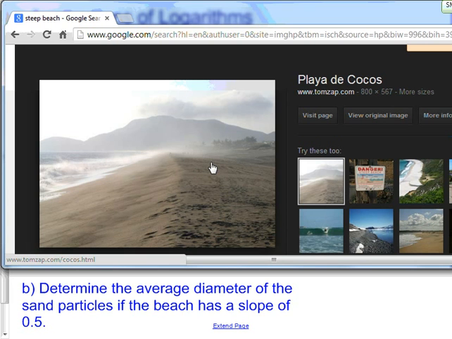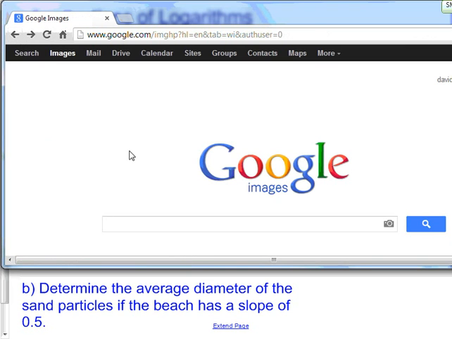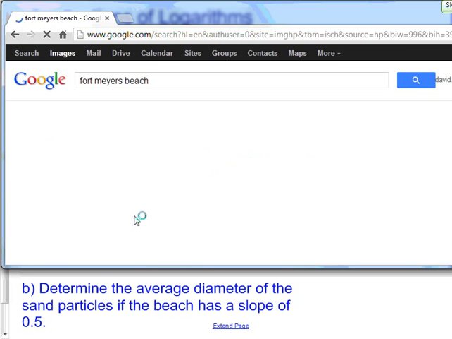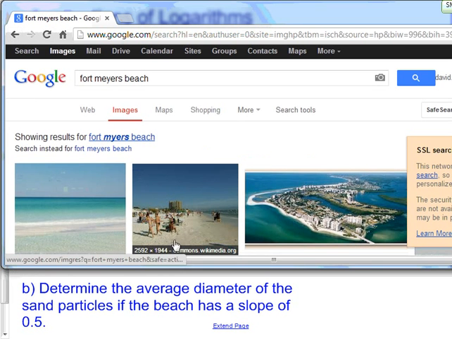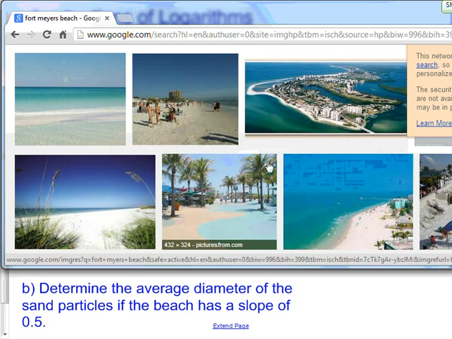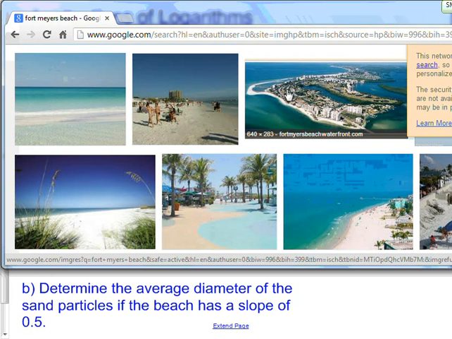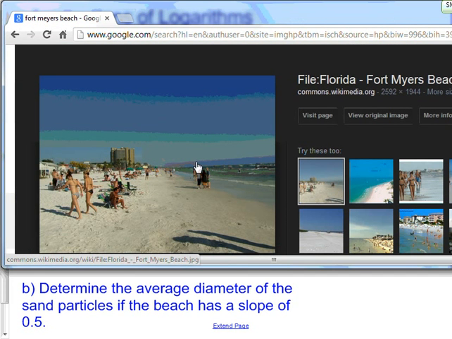But let's do another search, except if you search for a flat beach, it really doesn't give you many good pictures. I want you to go to Fort Myers Beach. Do a search under Fort Myers Beach, and the second picture that comes up is a good one. A lot of people go from Minnesota to Fort Myers Beach. It is a beautiful beach. Let's pick this one. Do you notice how flat that is compared to the other one? It's almost like a street.